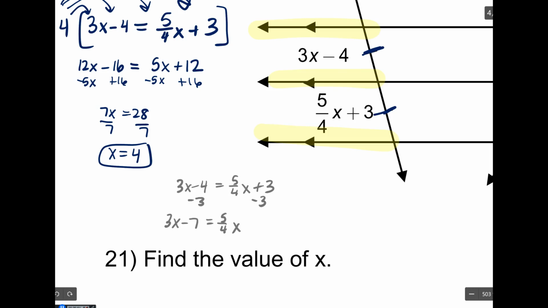I did plus 7. I got the 5 over 4 and x. Ah, okay. Yeah. That makes sense. I'll just finish this out so we can see what's going on here.